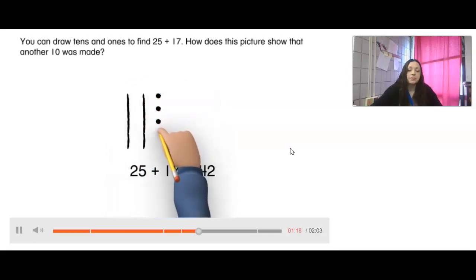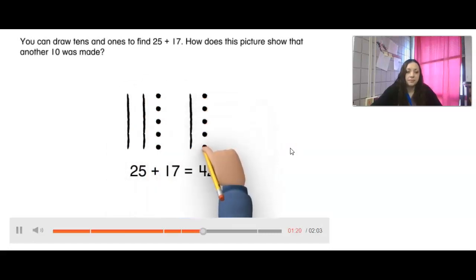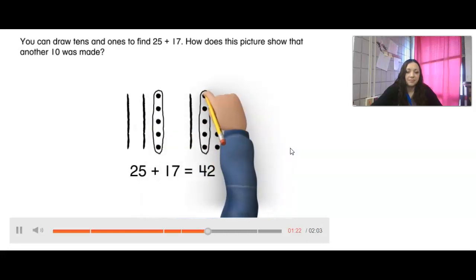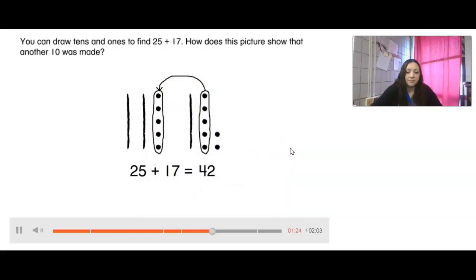You can draw 10s and 1s to find 25 plus 17. How does this picture show that another 10 was made?